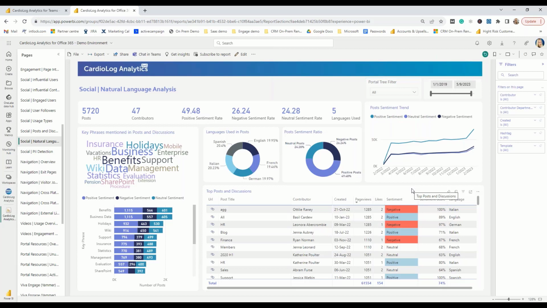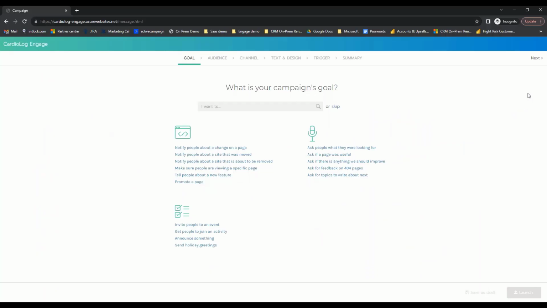But now I have all of this data, I understand certain breaches have taken place, I know the sentiments in the messages, in the teams, but what do I actually do in order to improve that? What do I do to actually take action? And that is where Cardiolog Engage comes in. So I'm switching to our next solution, Cardiolog Engage, and all of the data that I've just shown you, Cardiolog Engage pulls from the data in order to actually launch campaigns and take action based on that data.